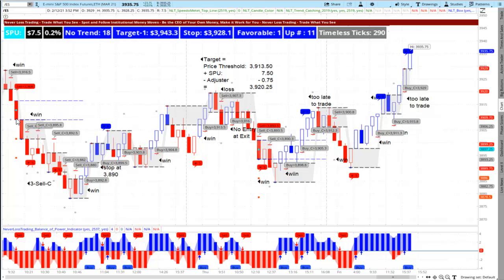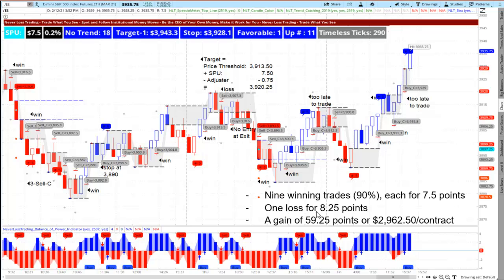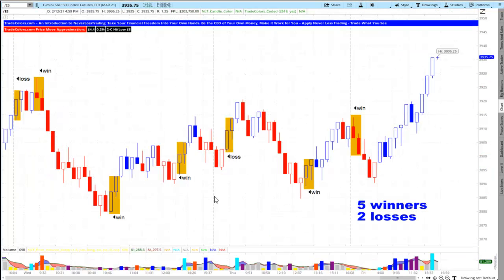Yeah, there we exit the trade, and we'll move multiple times with a developing price move to the upside or to the downside. So here in summary, what did we have? We had 9 winning trades in that period of 3 days, each for 7.5 points. We had 1 loss, and we had a total gain of 59 points, or $2,962.50 per contract traded.